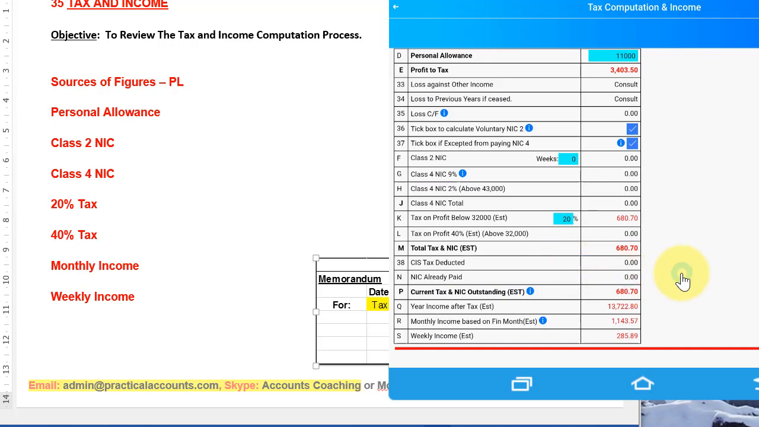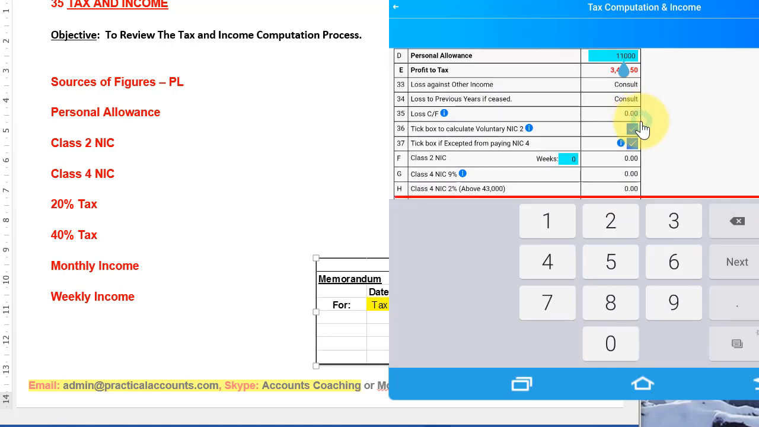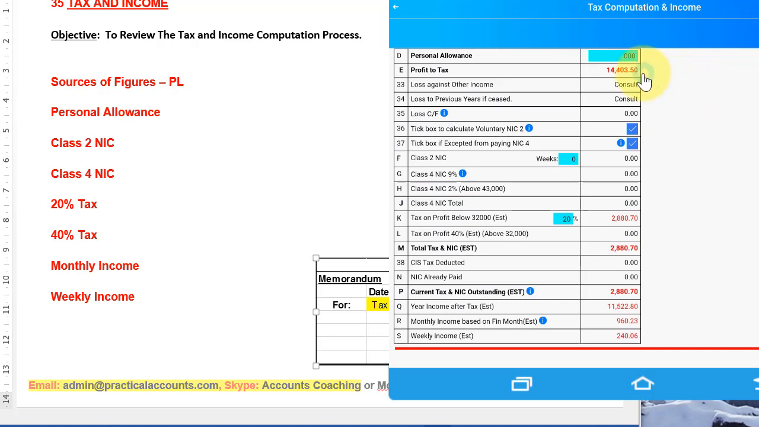Now what we're going to do is to assume there is no personal allowance. So we change that to 0, such that we have tax computed on all the 14,000. So the annual tax would be 2880.7. That's 20% of the profit of 14,403. There are no CIS deductions. And whatever is left, in the case of a sole trader's business, turns out to be income to the business owner, and they are free to take it out from the business.